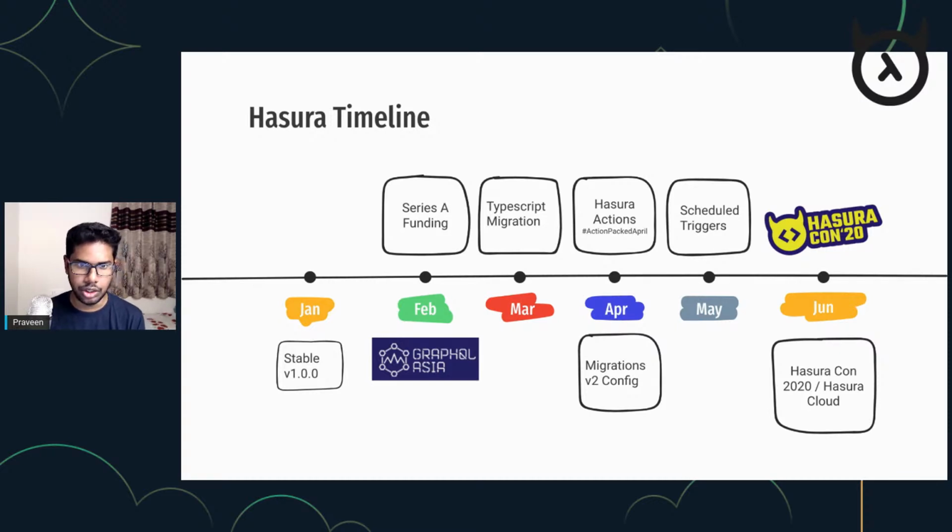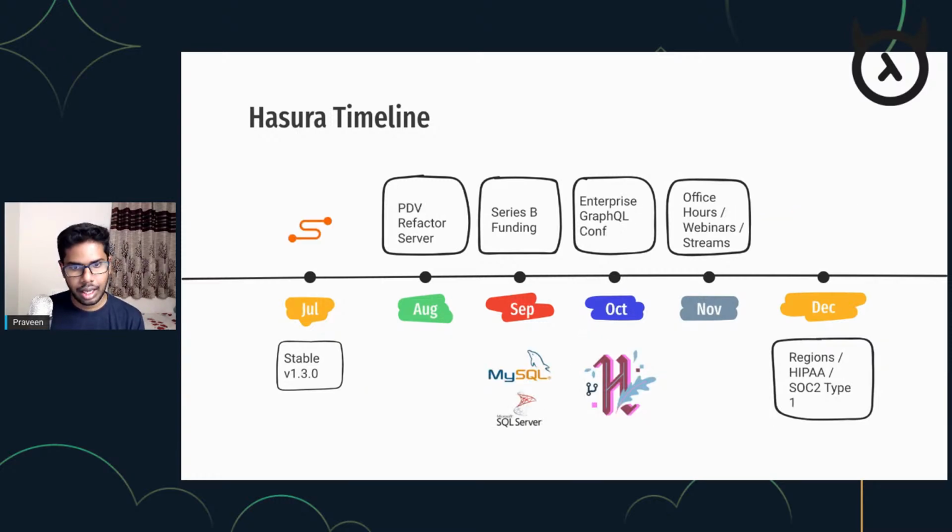That was in June, third to fourth week. That's when I think we also launched Hasura Cloud, the cloud version of our product. I'll come back to the cloud version in a different slide.